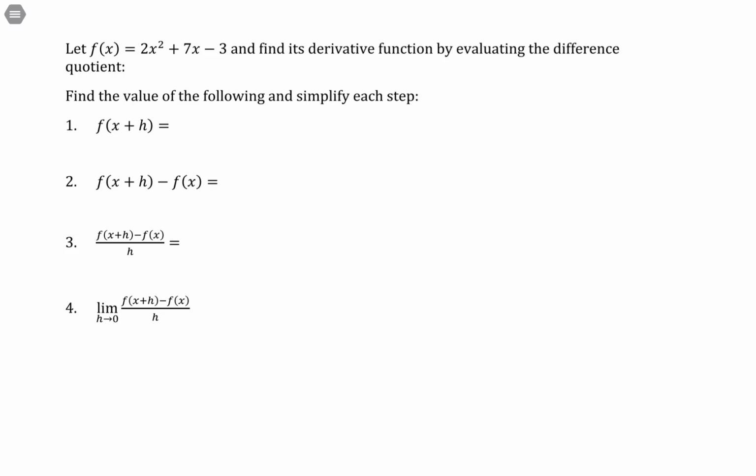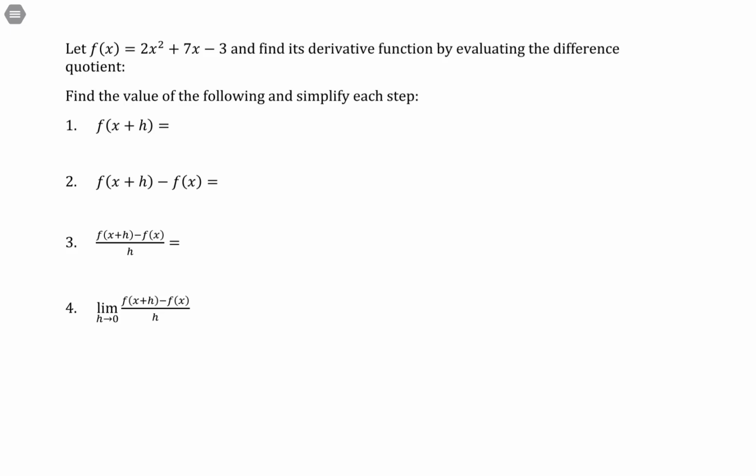Let f of x equal 2x squared plus 7x minus 3, and find its derivative function by evaluating the difference quotient. Find the value of the following and simplify each step. Okay, so first we need to find f of x plus h. So the difference quotient is, as in part 4, this formula here, and often the thing that gets students tripped up is just getting started in the problem.